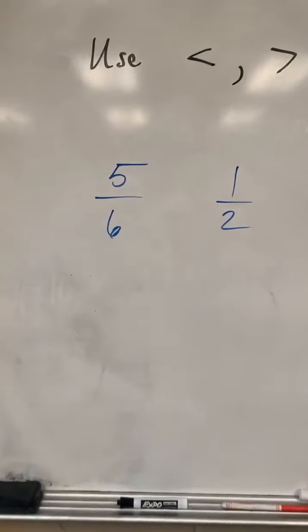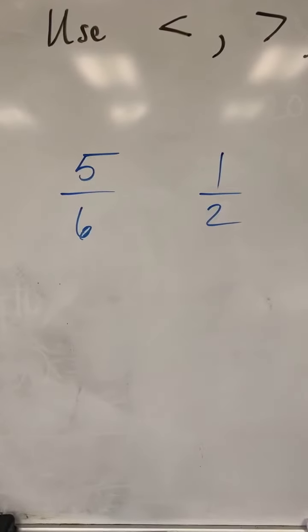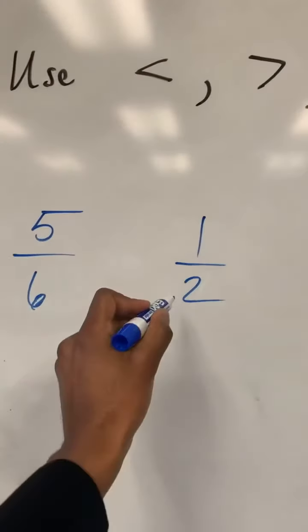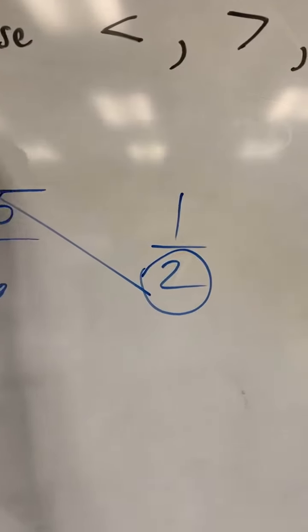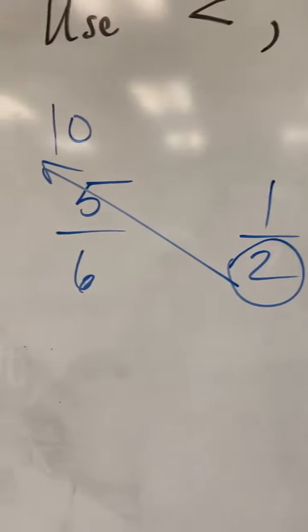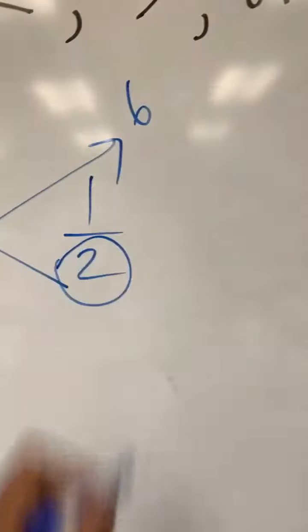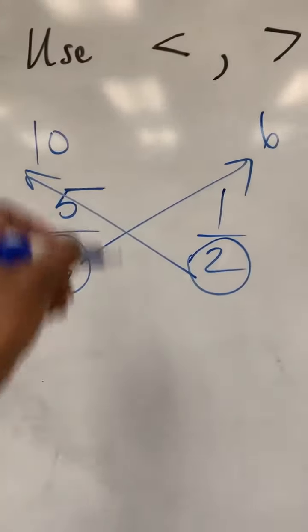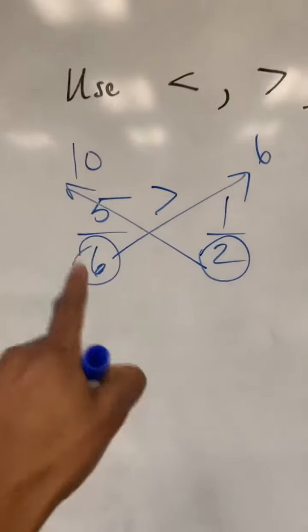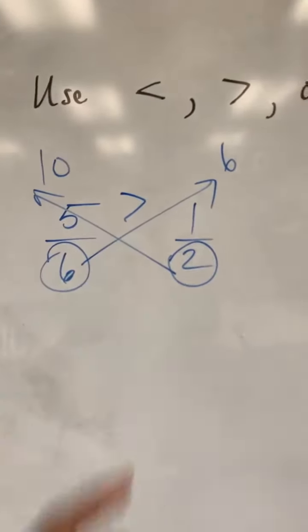All right, so I have 5 over 6, and I'm comparing it with 1/2. Same process. If I start with this number and multiply it that way, I get a 10. 6 multiplied that way, I get a 6. Therefore, 5/6 is greater than 1/2.